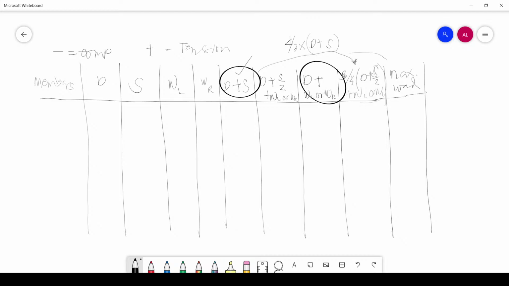But there are some members whose maximum is this 3/4 D plus S. So we take note of the maximum, depending on the members. Whatever the maximum stress is, that is what we use in our design. After getting the maximum stress, in real life, once you get the stress in a member, you can get the allowable size of your truss member.